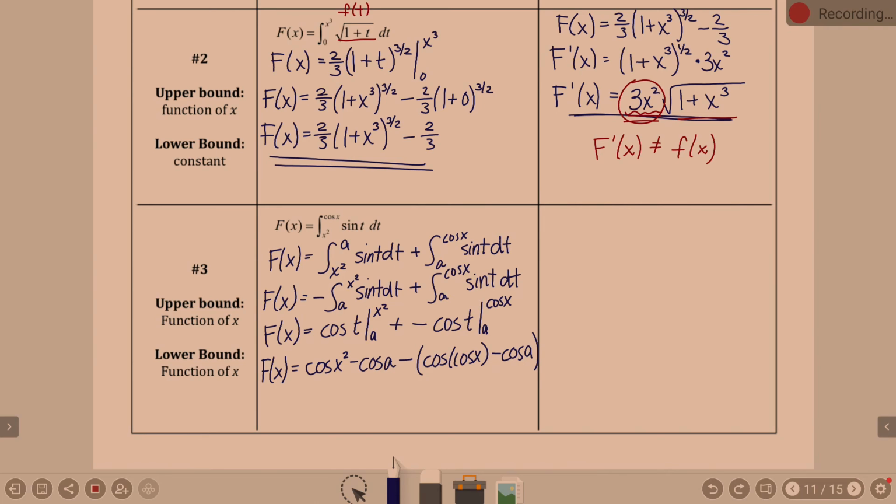I know there's a lot of pieces there to keep track of. Clean it up. Do the cosine a's cancel or add? They cancel, don't they? If you have negative cosine a minus a negative cosine a, they're going to cancel. So I end up just with cosine of x squared minus cosine of cosine x.